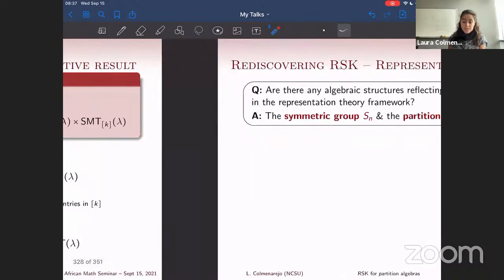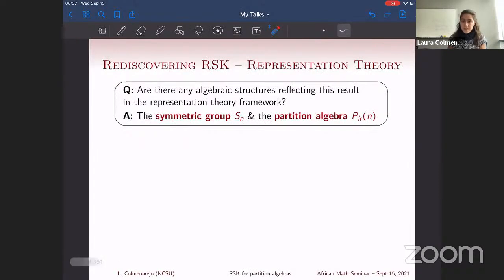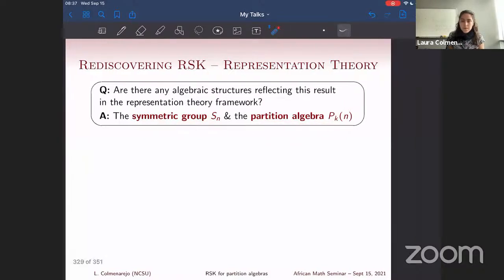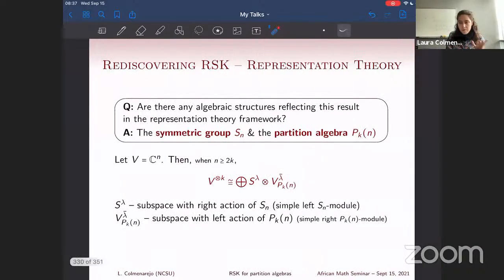And now a very fair question would be, are there any algebraic structures in representation theory that are going to reflect these results? And I can tell you that yes, there are. And these are going to be the symmetric group and the partition algebra. And that is where the diagram algebras and the partition algebras appear. Now here, I have the same kind of result that I have for the Schur duality. I need some conditions saying that n is larger or equal than 2k, and that's because of being semisimple. The partition algebra is semisimple only in this case.